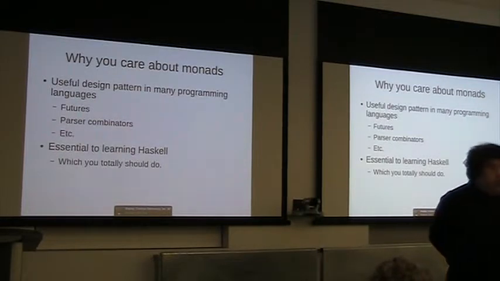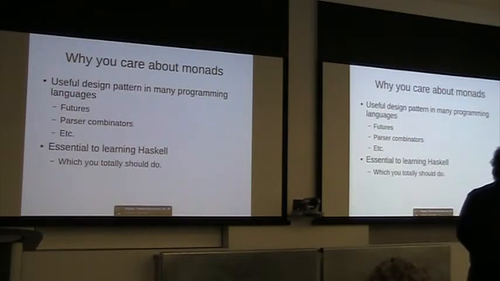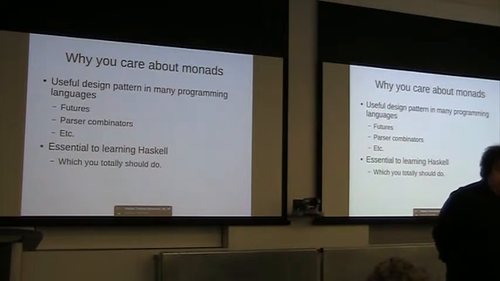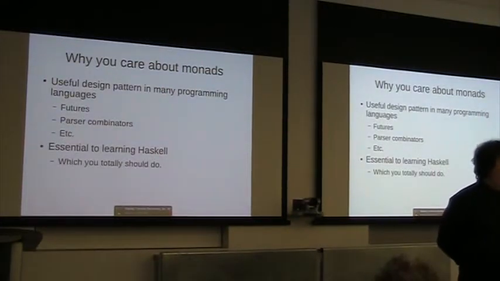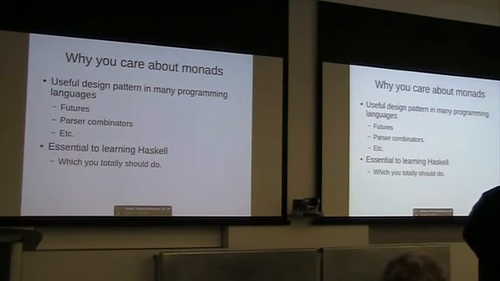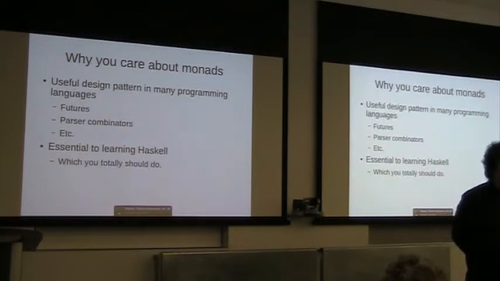Just a couple of comments. Futures are a monad. Parser combinators are a monad. These are things we will see in other languages even. And the examples I will be using as my motivating examples are stuff you will be seeing in other languages. But you can avoid them, or at least ignore them, in pretty much every other language. It's Haskell that actually forces you to confront them and use them. And you should totally learn Haskell. I'm an advocate, I admit it.